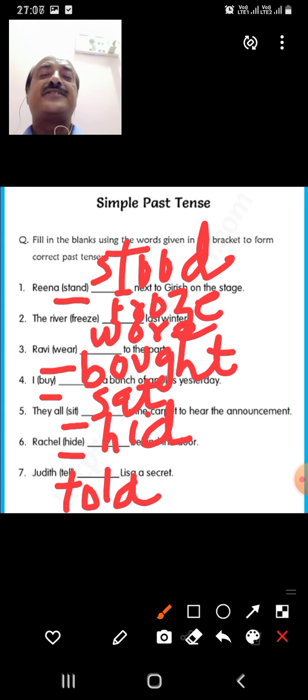So this is the way we change from present tense to simple past tense. We add ed in most of the words, and some words we change completely, like hide, hid, stand, stood, freeze, froze, wear, wore, buy, bought, sit, sat, tell, told. So these were some examples of simple past tense. So go through this video, students, very nicely. See how we change from present tense to simple past tense.